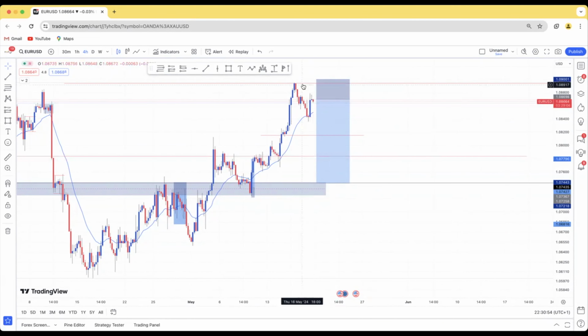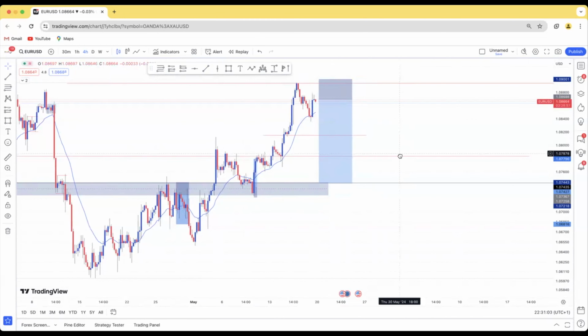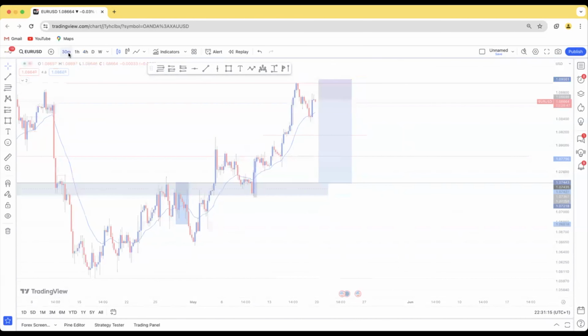But the moment price breaks above here is a break of structure and a continuation to the upside. These are things you need to understand. First thing first, if you get your directional bias correct in the market, you are one step ahead. Now the next thing I have to do is go down to the 30-minute time frame.